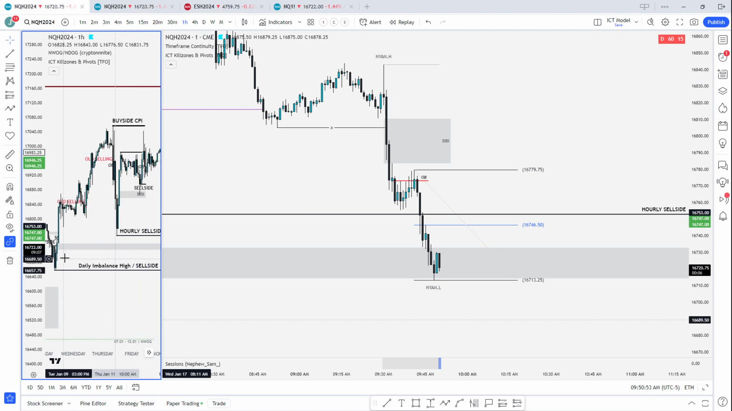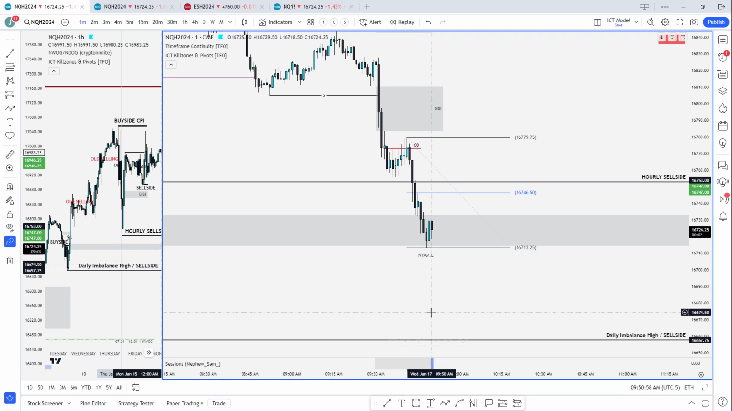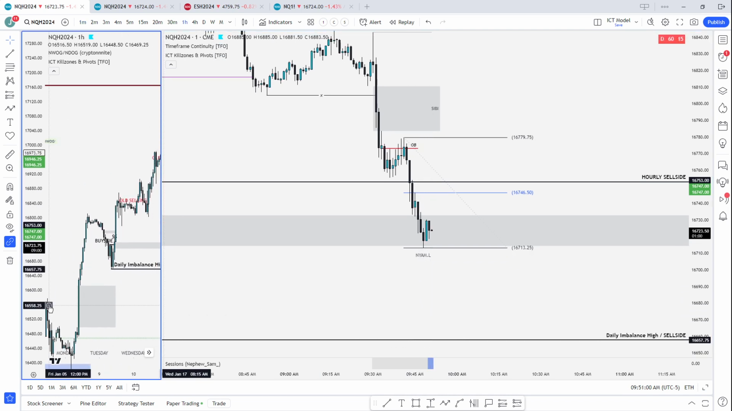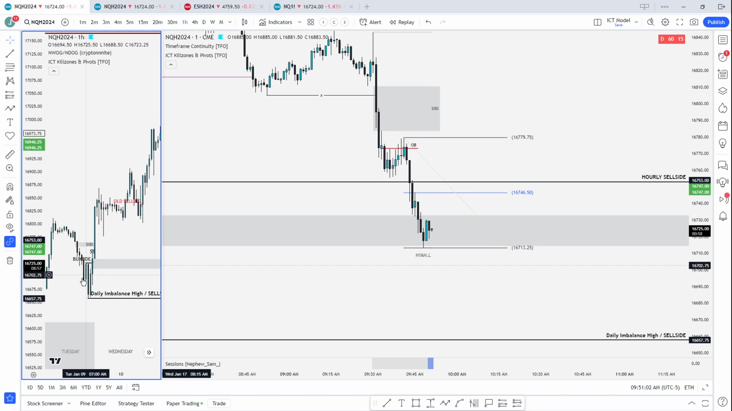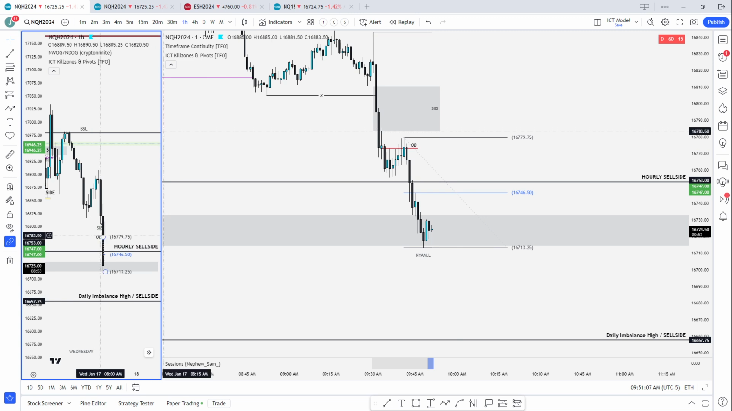On the 15-minute chart, we still have this gap. Past this gap though, could see speed. Pretty efficient delivery on the sell side over here. Same thing we saw right over here, right? You got that same speed.